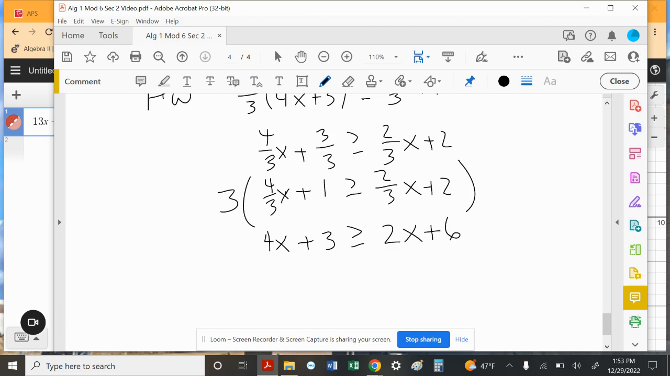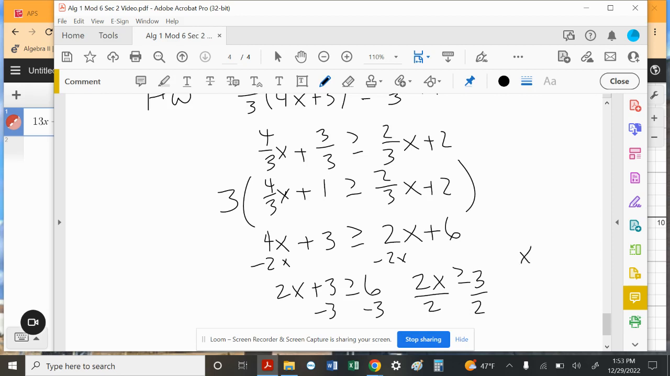Then my next step is I'm going to subtract the 2x from both sides. So I get 2x plus 3 is greater than or equal to 6. I'm then going to subtract 3 from both sides. I get 2x is greater than or equal to 3. Then I'm going to divide both sides by 2. So then I get x is greater than or equal to 3 over 2, or 1.5.